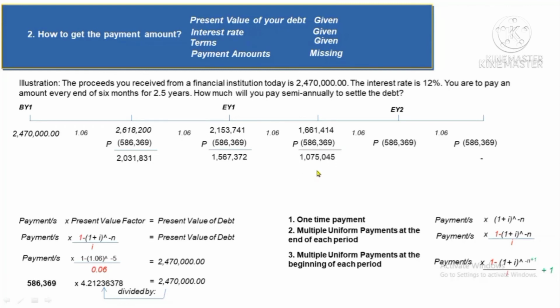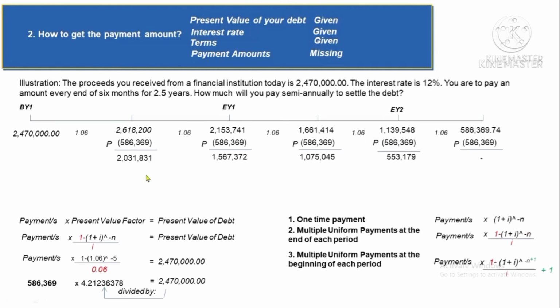Then we have 1,075,045 pesos times 1.06. We have 1,139,548 minus 586,369, then we have 553,179. And lastly, we have 553,179 times 1.06 equals 586,369.74 minus 586,369. Supposedly, there's an answer here of 0.74. However, the difference of 0.74 is just due to rounding of factors. So we have proven already that 586,369 is the right answer.